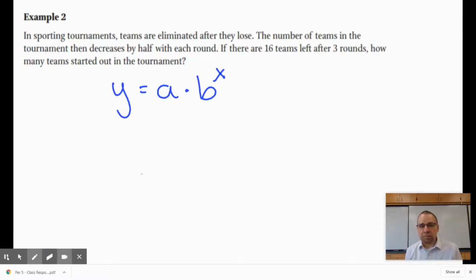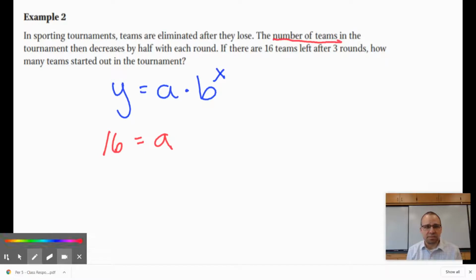In this particular problem, they're saying that after the time period, there's 16 teams left over. So actually y is equal to 16 here. And then it's asking how many teams started out. So we don't know what a is. But we do know that the number of teams in the tournament decreases by half.